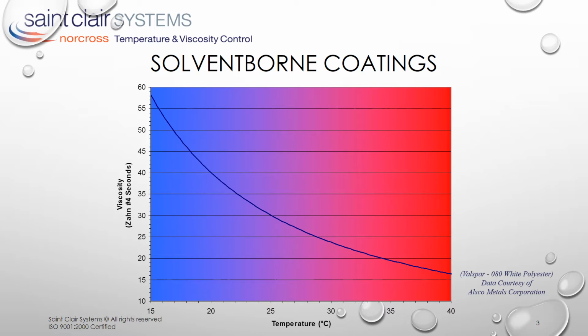Here we see the viscosity temperature curve for a common solvent-borne paint. It's the typical curve we're all familiar with. The nonlinear relationship, the viscosity falling as the temperature increases. Valspar recommends that this coating be applied at a viscosity of 26 seconds. If we extend this over to the curve and down, we can see that this correlates to a temperature of 28 degrees C. As long as it is held at exactly 28 degrees C, it will be at the optimal coating viscosity. But how often does that happen?